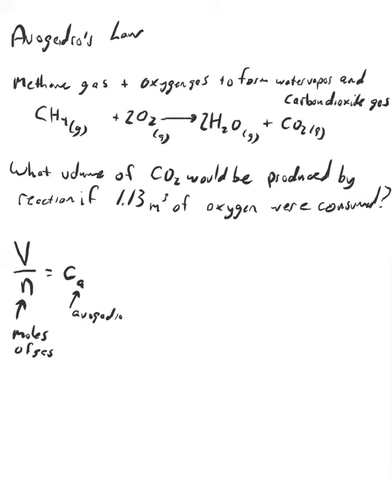What you can do is you can say, you have 1 mole here, 2 moles here, 2 moles here, and 1 mole there. That ratio of the volume of the gas to the number of moles is constant. So you can say, look, for oxygen, the volume of the oxygen is given. It's in meters cubed. That's a pretty big volume. That's like a meter by a meter by a meter. The number of moles of oxygen is 2 moles.